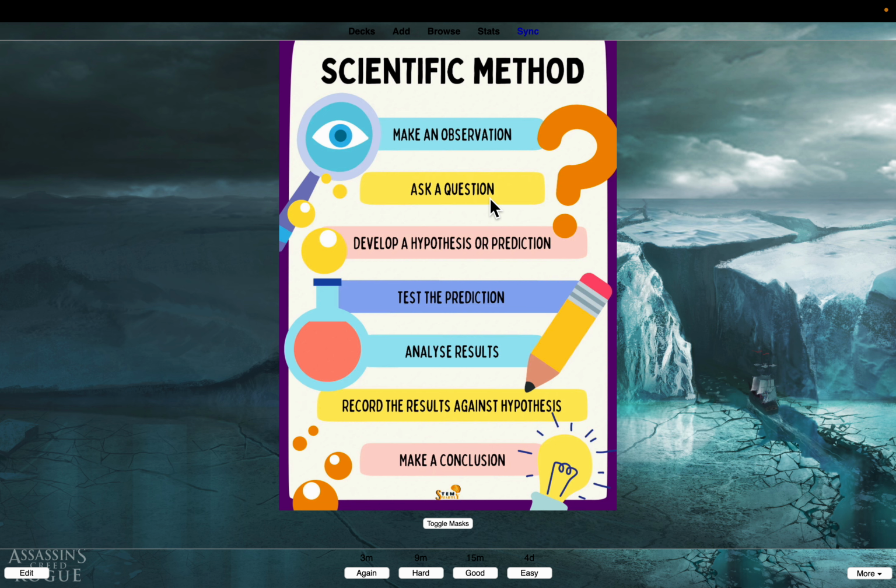Basically, in a research paper, we have a particular question that we need to ask. And in order to get the answer for that, we employ specific scientific methods to achieve that. So, yeah. Then, for the third step, we develop a hypothesis or prediction and we test it. That's the fourth step. Fifth step is to analyze the results that we get. And sixth, we record the results against our hypothesis, and from there, we make a conclusion. Do we accept or reject the hypothesis?